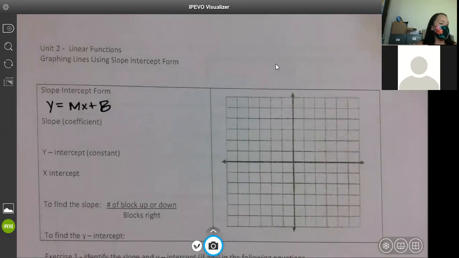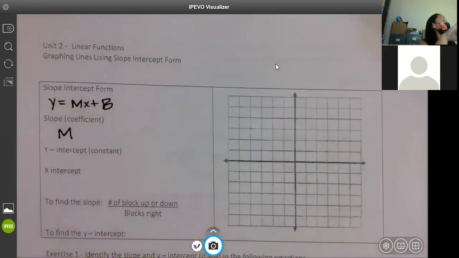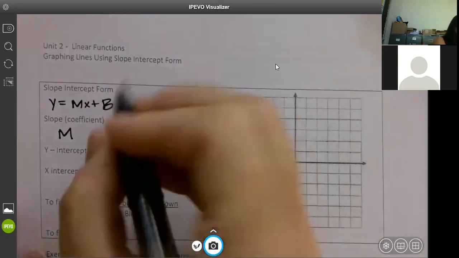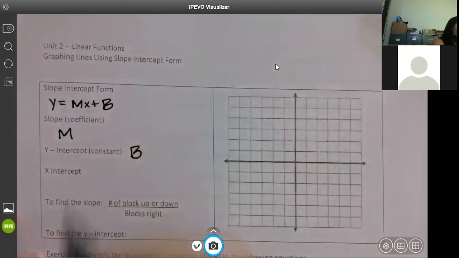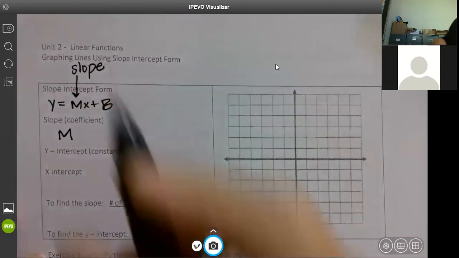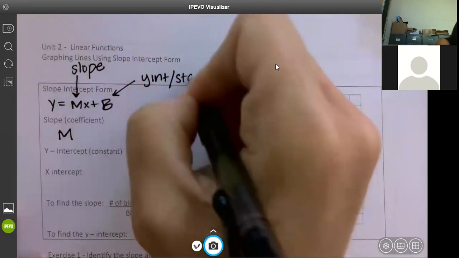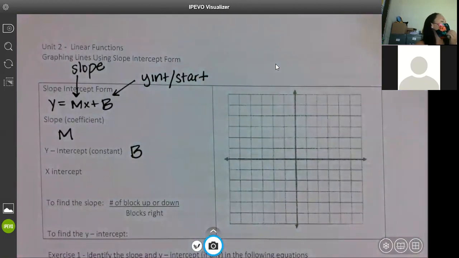All right. So which one is your slope? Which one represents slope in that y equals mx plus b? And honestly, the coefficient is just the m, okay? The x just reminds you that that's where it's at, okay? The y-intercept or the constant, which one represents the y-intercept? Or where you start? The b, yeah. Okay, so remember that m is the slope, and the b is the y-intercept or where you start. So as long as you can remember one of those, you'll be fine.